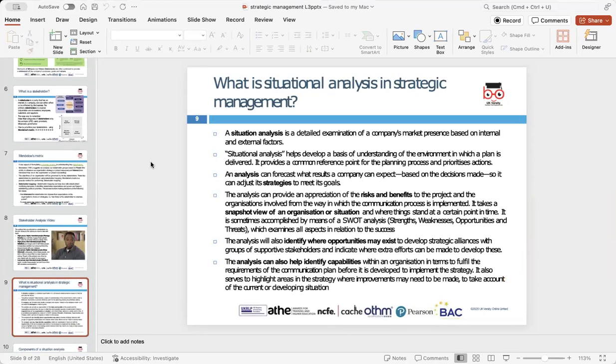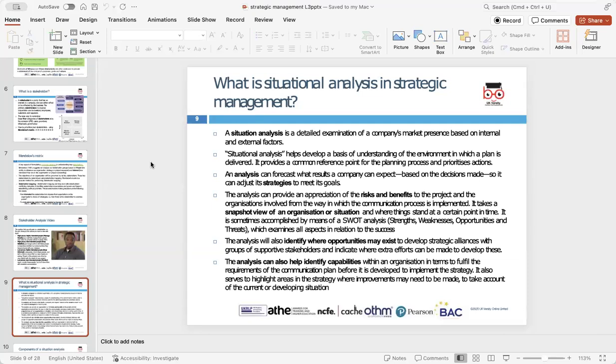Okay. So, what is situational analysis in strategic management? Situational analysis is a method used to evaluate both the internal and external factors affecting a business. This analysis provides valuable insight that helps guide strategic planning and decision making. It creates a foundational understanding of the business environment, helping organizations prioritize their actions effectively.